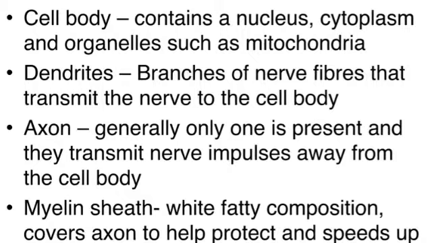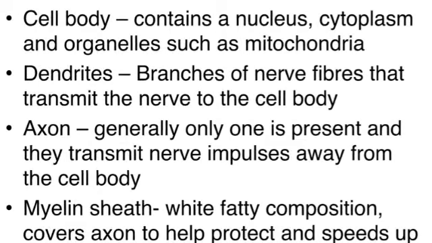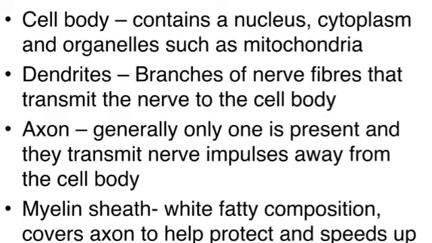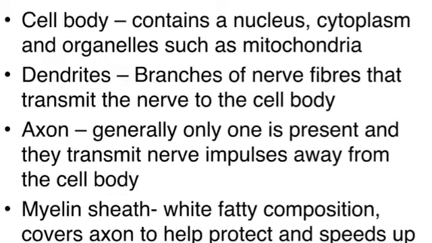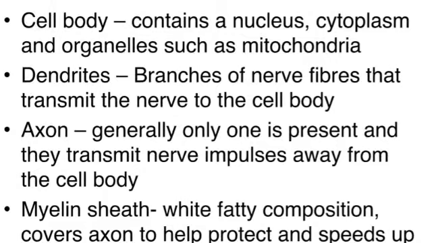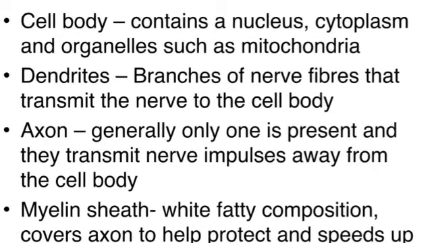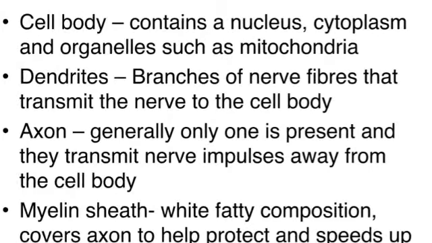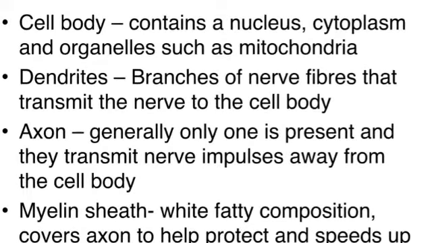Then you have your neurilemma. This is a fine, delicate membrane and it surrounds the myelin sheath and it helps regenerate nerve endings and nerve cells. And it's only found in peripheral nerves and not in the brain or the spinal cord. Then you have your nodes of Ranvier. These are gaps in the myelin sheath along the nerve. They speed up the passage of nerve impulses along the fibre.